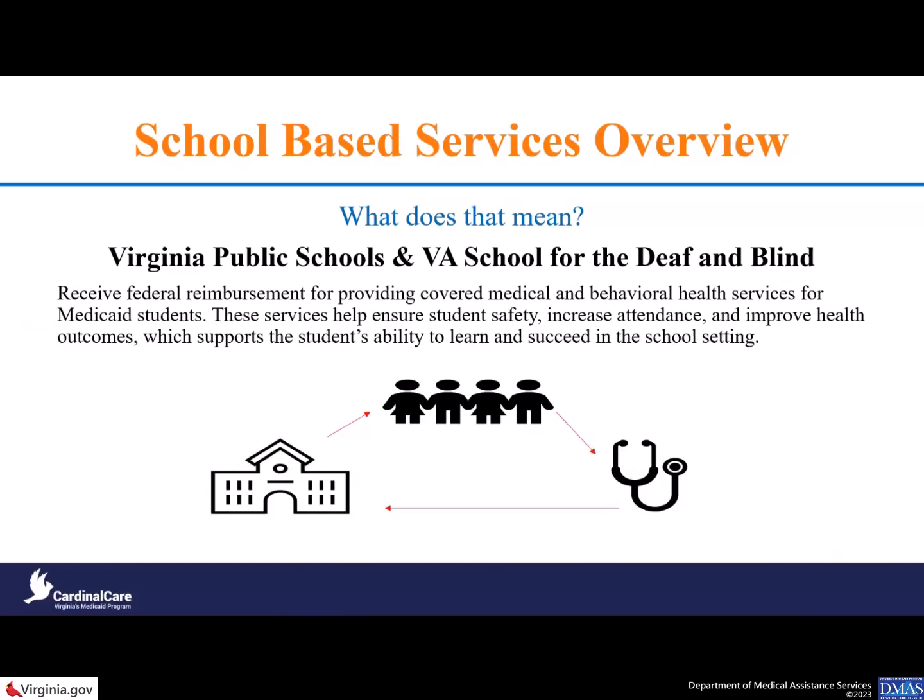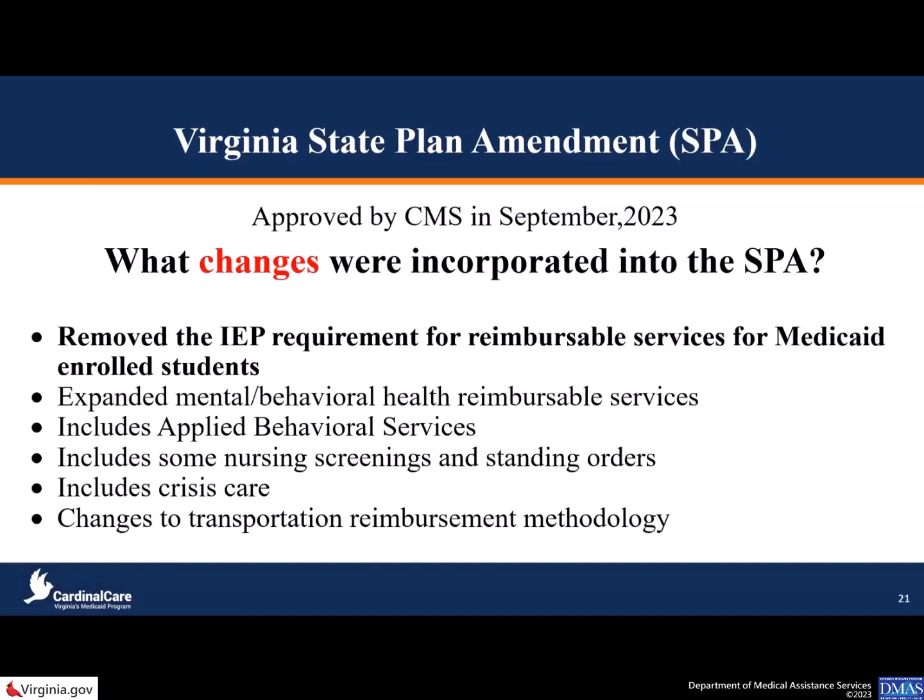Next slide, please. The first part of this, I'm just going to give a brief overview, very high level, of what we do with school-based services. So the schools receive federal reimbursement for providing covered medical and behavioral health services for Medicaid students. As we know, if children have bad attendance or they're not feeling good, they have health issues, behavioral health issues, all of that will impact how they learn and will set them up to possibly not be successful. So the school services are to help with that. Next slide, please.